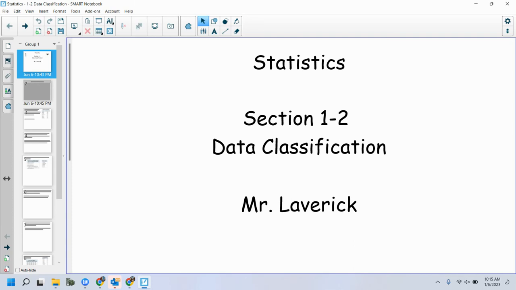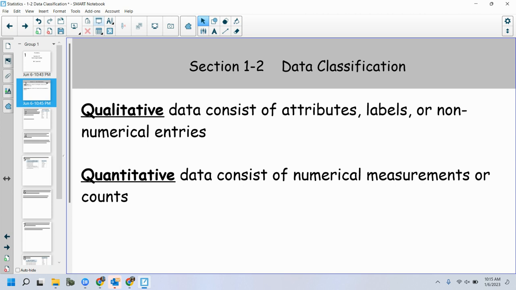And we're back. Okay, so again, section 1.2 is titled data classification. There's really two types of data that you could possibly have. And remember, data is really anything that you collect, any piece of information that you collect. It could be heights, temperatures, favorite movies, favorite colors, whatever. And we can really talk about data in two different ways.